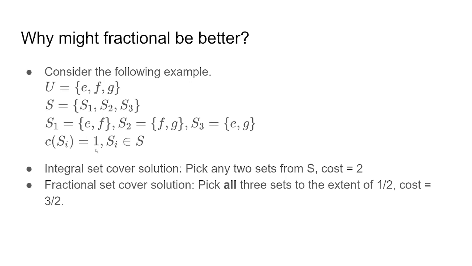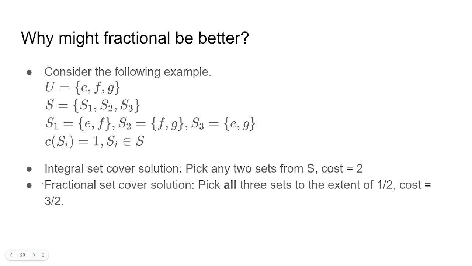If we do the normal integral set cover solution, we'll basically be picking any two sets from the big S. You can pick S1, S2, you can pick S2, S3, or you can pick S1, S3. They literally do the same thing, right? They are the only ways to cover all elements of E, F, and G. And since each subset costs 1, picking any two sets from the big S costs 2, which is the total cost in this case, right?